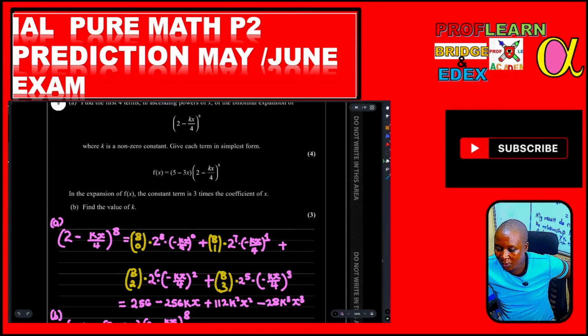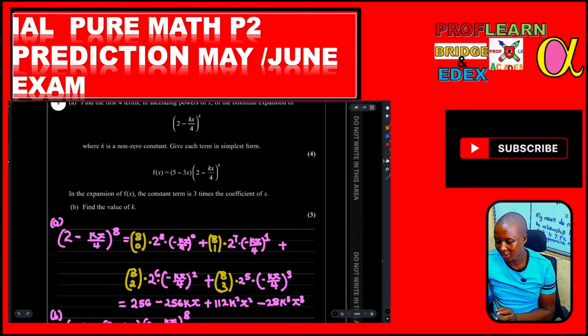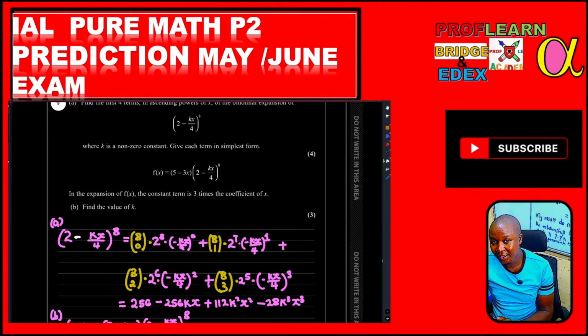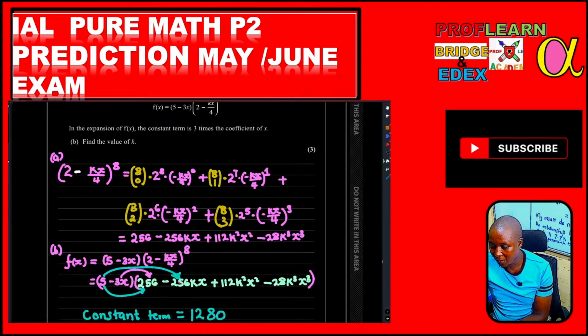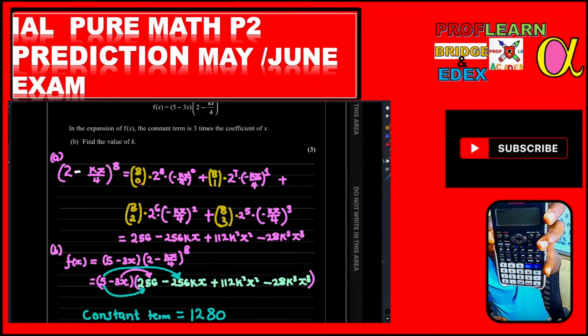Then 8 combination 2, 2 raised to power 6 times the bracket of negative kx over 4. Anytime you do this question, if you have a negative sign here, please put it inside the bracket so that you get the signs in the correct manner, because that's an area where most students get it wrong. If you put this in the calculator, for 8 combination 0 you just use this key, 8 shift combination 0, and you'll have something like that.